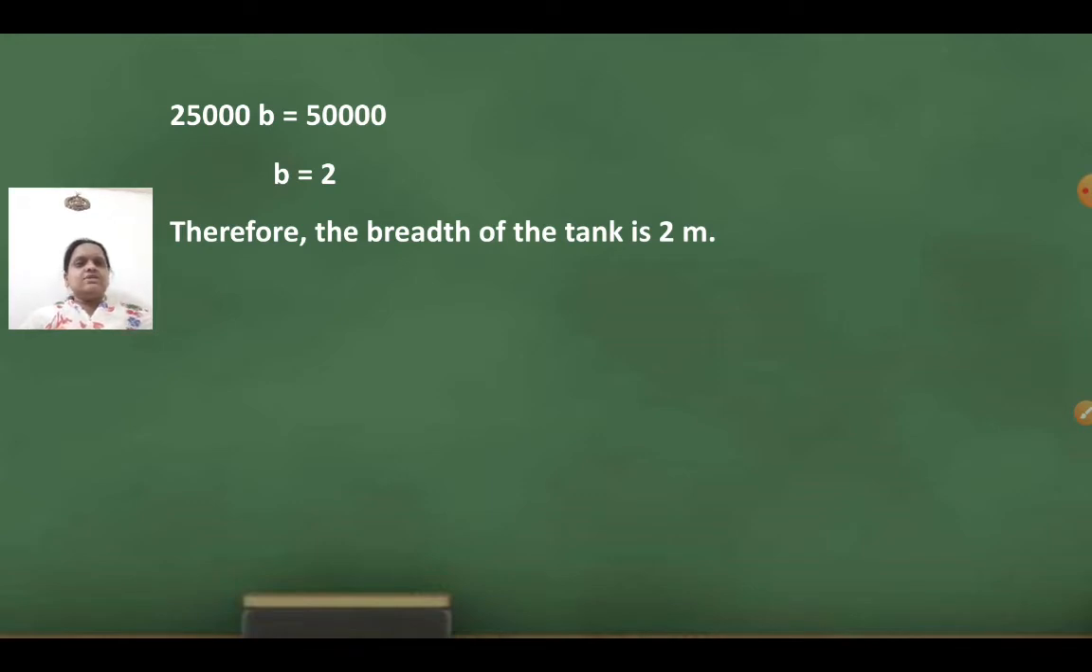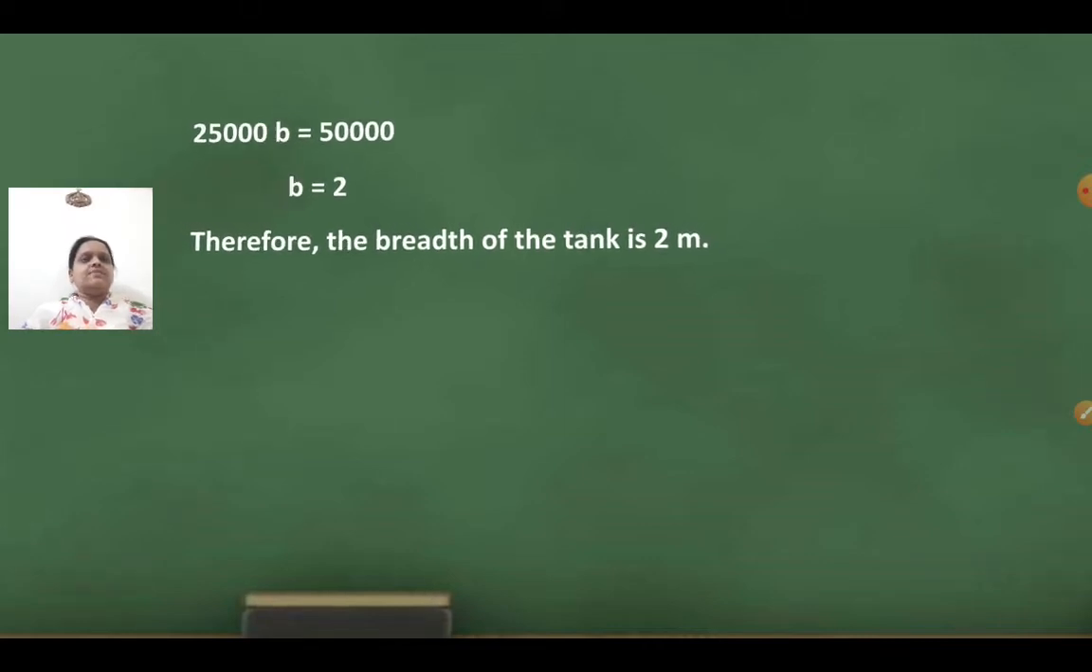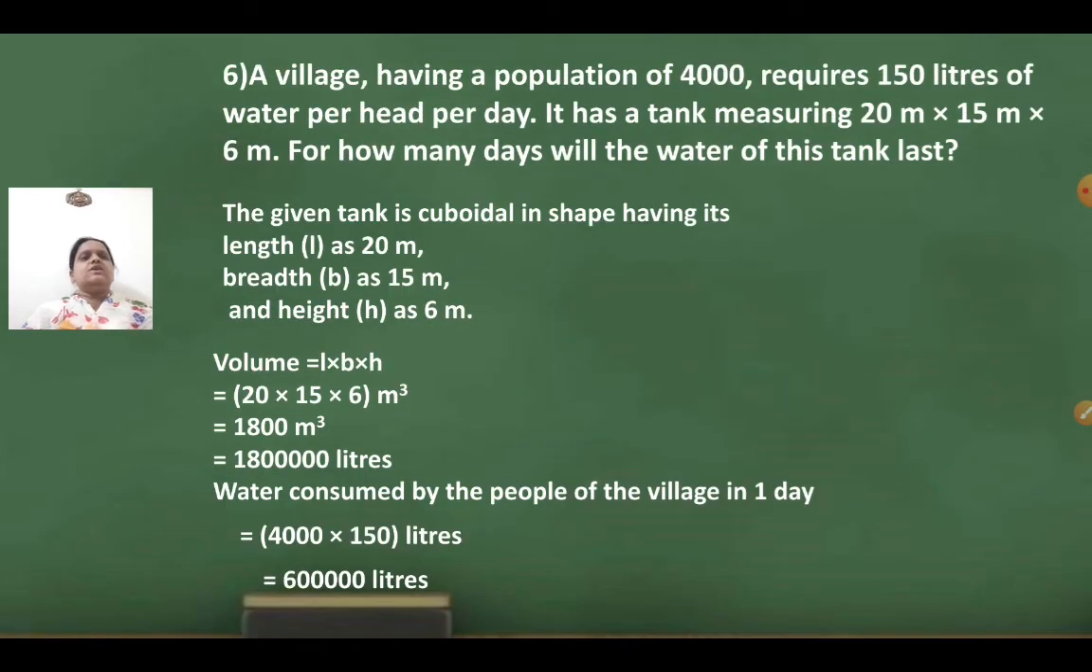So Lisa, just see once again what is given. Length and height were given. By using that, we want to find the breadth, and the volume is given, but the volume is given in liters. So you can solve it both ways. Keep it as it is in meter cube, or convert that 50,000 liters into meters cube and solve it. Then also you will get the same answer. So let us continue with the next sum.